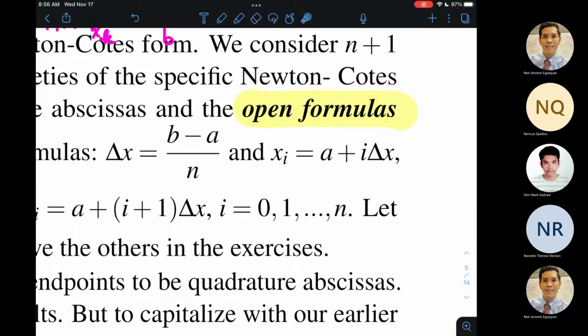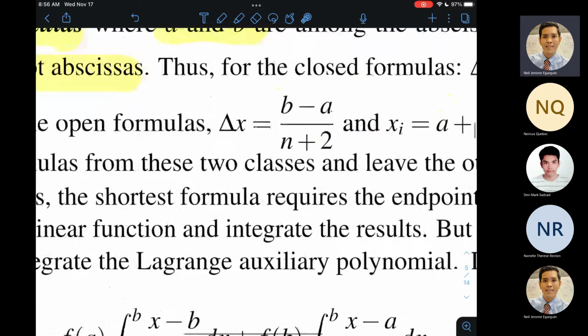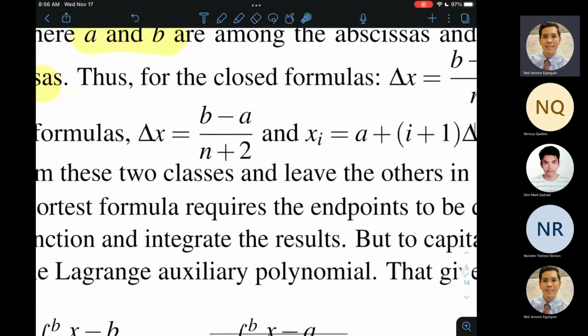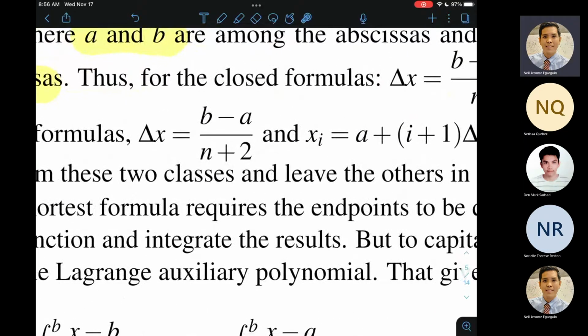Okay? In contrast, if we'll be using open formulas, we need to divide B minus A by n plus 2 to get the increment in x. Bakit n plus 2? Kasi madadagdagan ng dalawa yung pipiliin natin na x sub i's. Kasi nga, hindi kasama yung endpoints A and B dun sa mga quadrature abscissas na gagamitin natin.